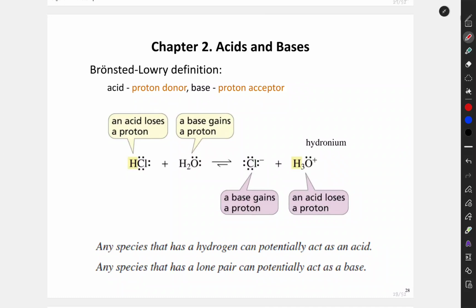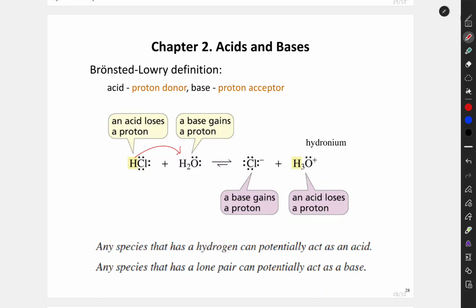So for this reaction, the reaction between HCl, hydrogen chloride, and water, let's designate which one should be acid and base. So HCl is acid, as you know. This acid loses a proton, or in other words, donates a proton to the water. So water accepts the proton. As a result, you are generating the chloride anion and hydrogen cation. So water accepts proton to become hydronium.